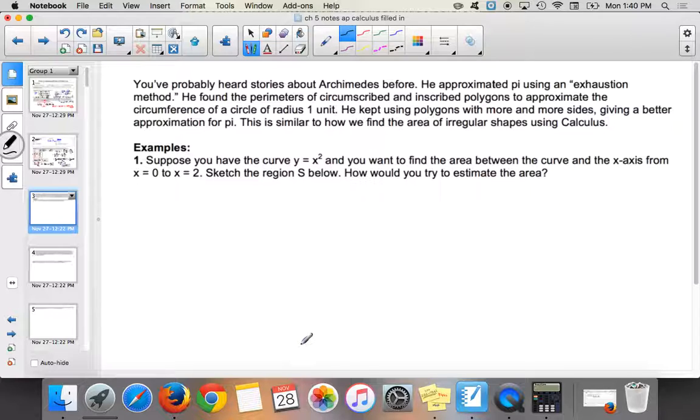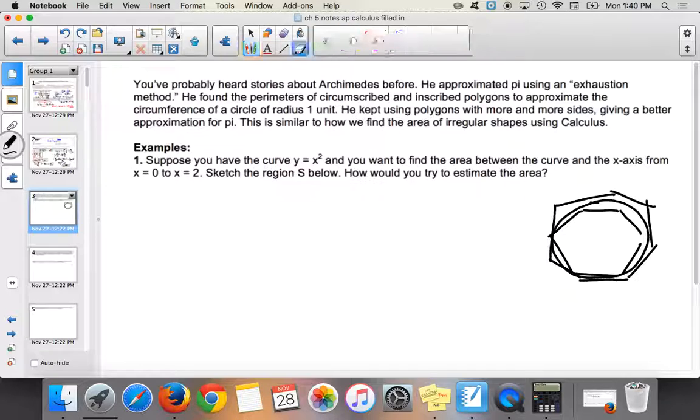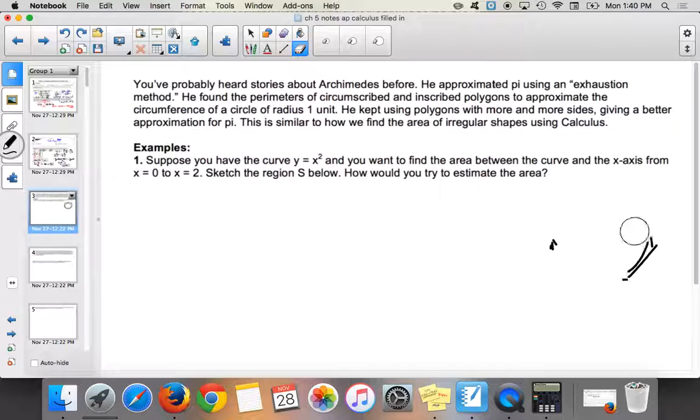All right, so anyway, he also approximated pi using what we call an exhaustion method. So here's what he did. I'll quickly draw a little sketch. He drew a hexagon with a circle inscribed around it, and then he drew a hexagon with a circle inscribed about it. Oh, this is not going well. And he found the perimeter of each of those hexagons if they had a radius of 1, and then he used it to approximate pi. So he kept using bigger and bigger, like a hexagon, and then an octagon, and then a decagon, and so on, dodecagon, to find it.